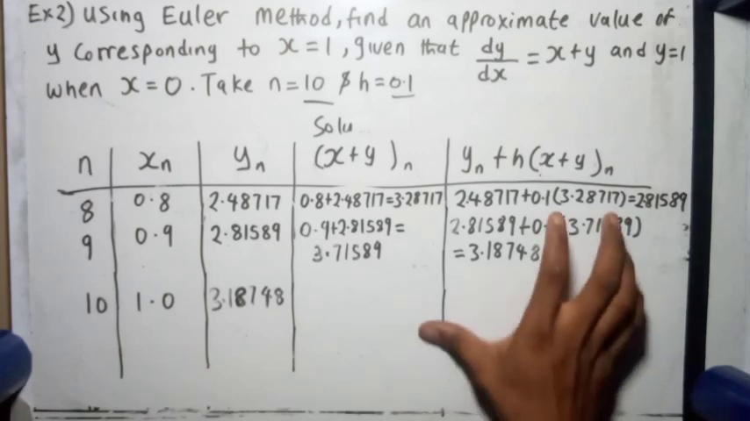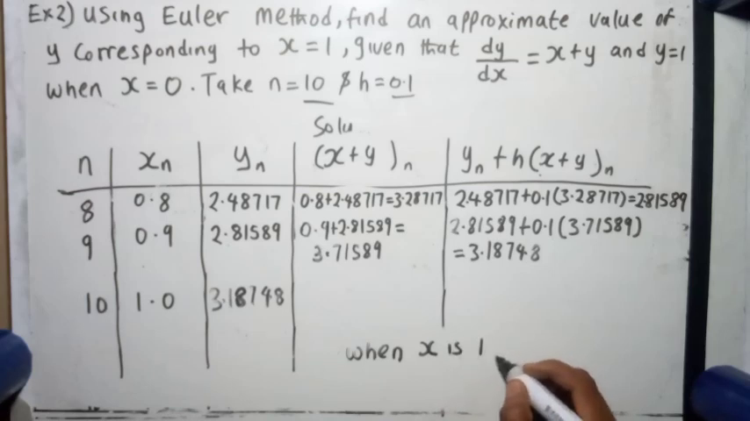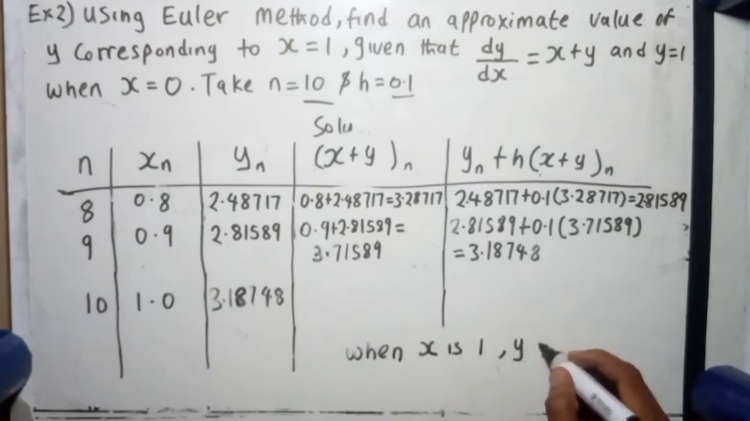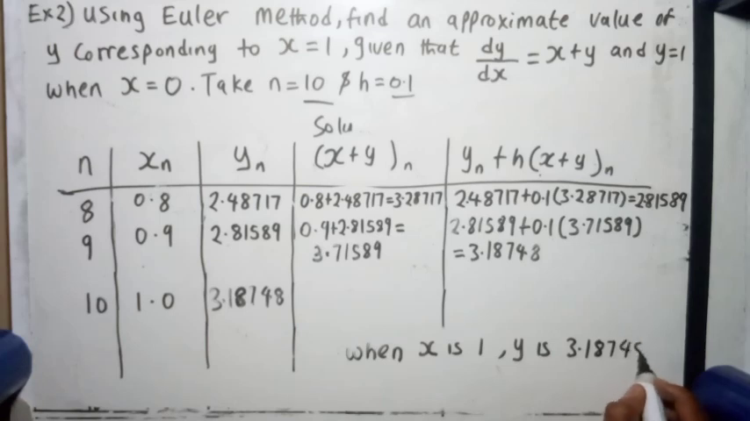If you just understand, demand extra paper and tell them that when x is 1, y is therefore 3.18748. So you are done with solving this. You have gotten your answer. You're good to go. It is very, very easy.